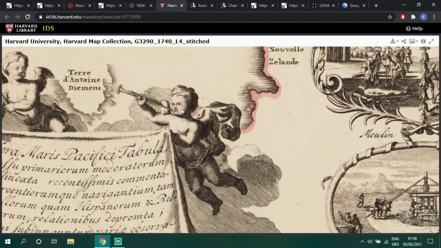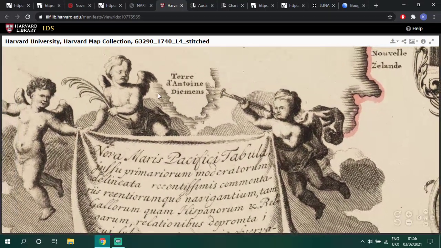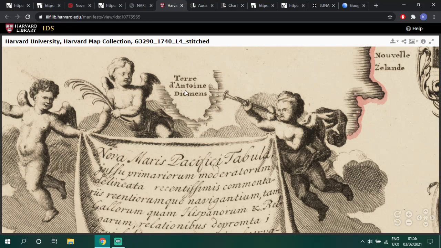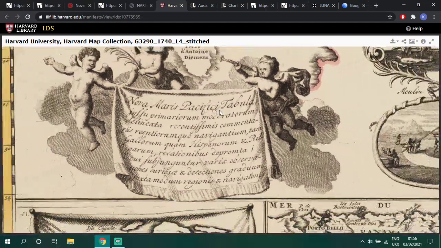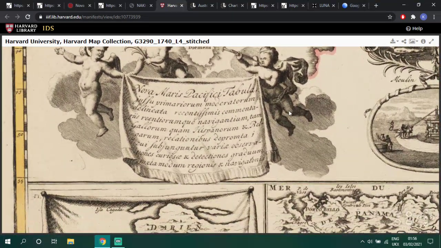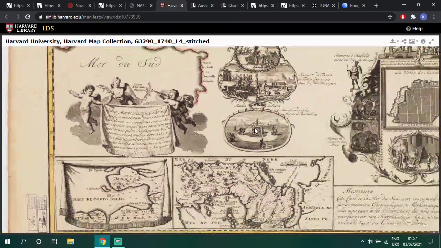Sound is the key to everything. Demons. Terra de Antum, Demons. So this is a piece about one of the demons, and that's the guy who, well, named Tasmania after themselves, I believe. Indeed it was.